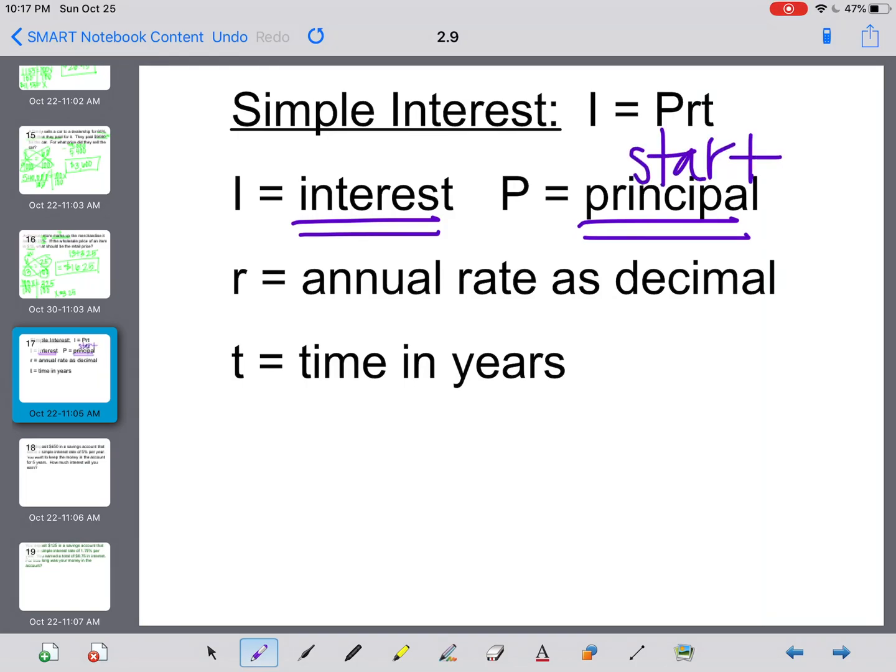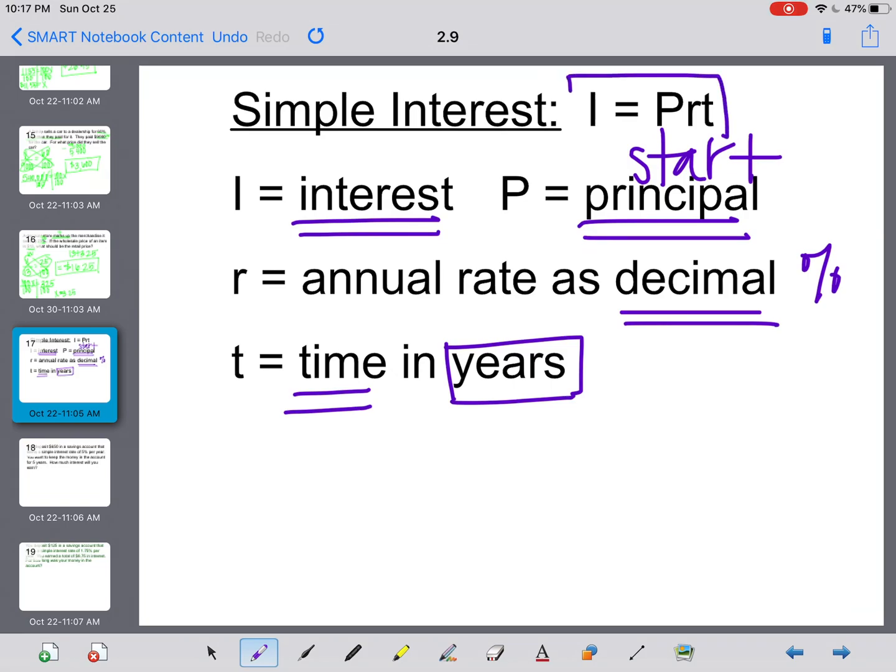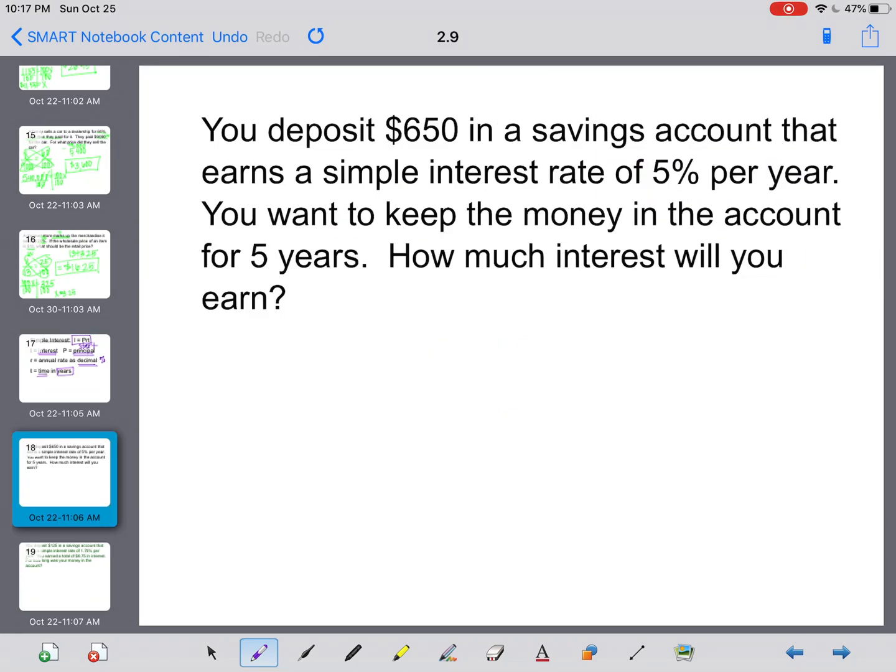Okay, vocabulary. Interest is like the extra amount that you have to pay. Principal is your starting amount. Annual rate, R stands for your annual rate as a decimal, but it's going to look like a percent. So that's that 10% I was talking about. You have to turn it into a decimal. And T is your time in years. So that means if they tell you 6 months, you need to put in half for that T.